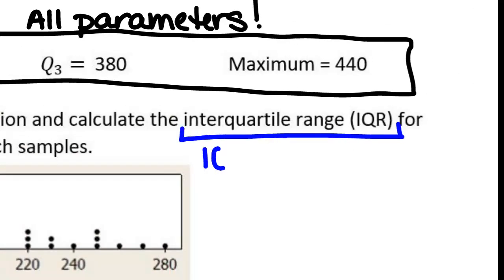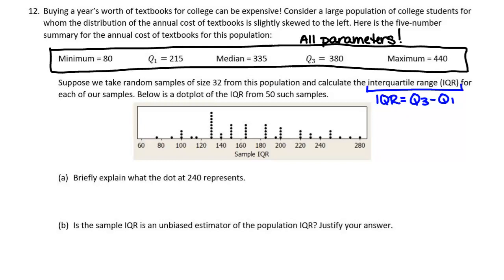How do you find IQR? Do you guys remember what IQR is? Yep, Q3 minus Q1. Before we go on and look at part B, because I really feel like this is where the sticking point of the question is, what are we looking at? What are we determining? What's going on? IQR is Q3 minus Q1. What is the IQR telling you?